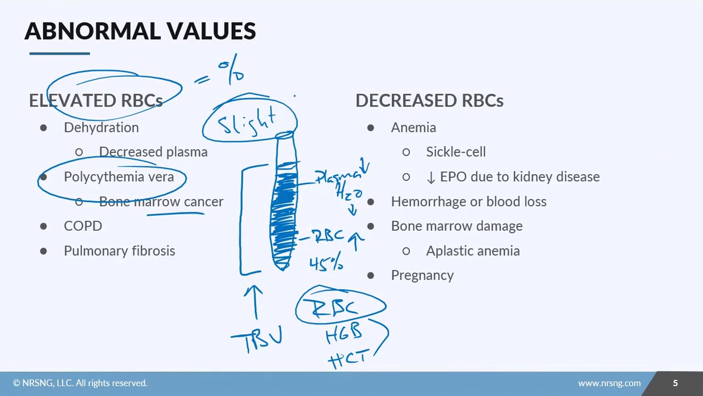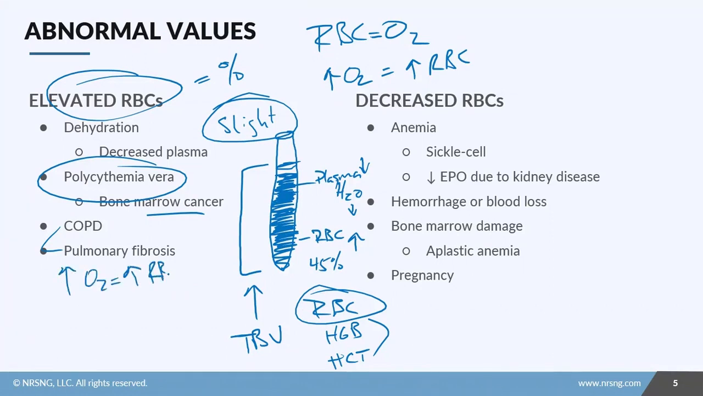Now, remember that red blood cells are oxygen carriers. It's their job. So if you have an increased need for oxygen, that means you're going to have an increased need for red blood cells. Look at these two: pulmonary diseases, COPD and pulmonary fibrosis. These things are going to cause an increased need for O2, which means an increased need for red blood cells. So some of your pulmonary diseases are actually going to cause this.